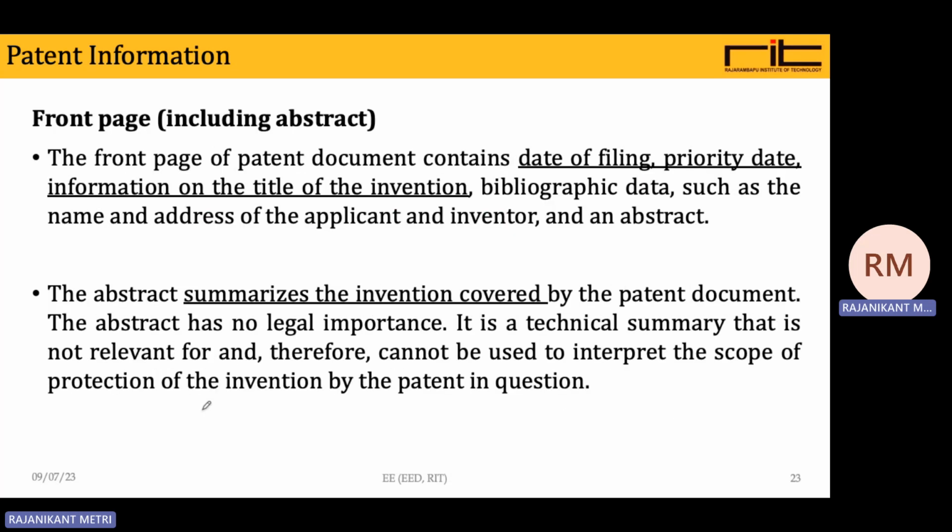So it will include the front page, which consists of the date of filing, priority date, information on the title of the invention, bibliography data, that is the name and address of the applicant and the inventor, and an abstract. And the abstract should summarize the invention covered by the patent document. The abstract has no legal importance. It is a technical summary that is not relevant for, and therefore cannot be used to interpret, the scope of the protection of the invention by the patent. So it is a technical summary of that particular patent.